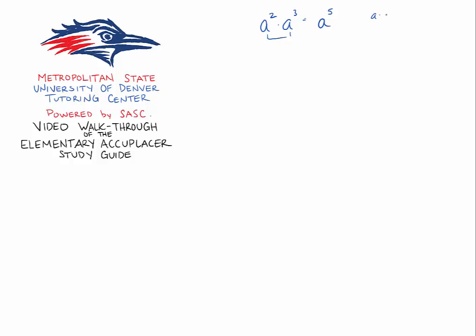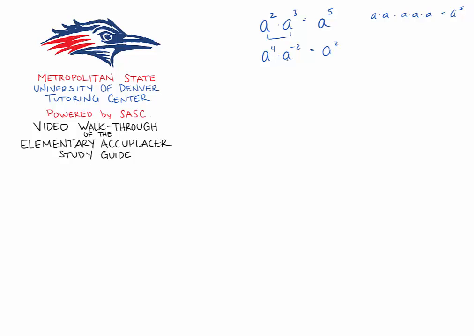And why does that work out? Well, a times a, which is a squared, and I'm multiplying that by a times a times a, and so then I have 5 a's, and that becomes a to the 5th. So that makes sense. Even if I have something like a to the 4th, and I multiply by, say, a to the negative 2, then I still add them together, so 4 plus a negative 2 is the same thing as 4 minus 2, so that'd be a squared.